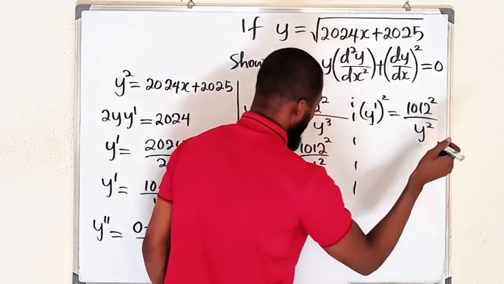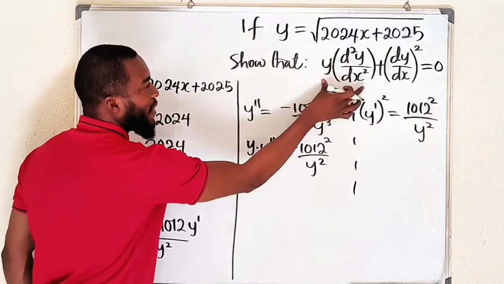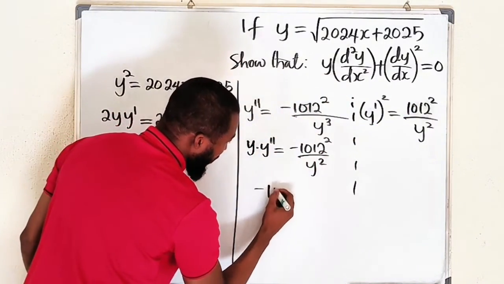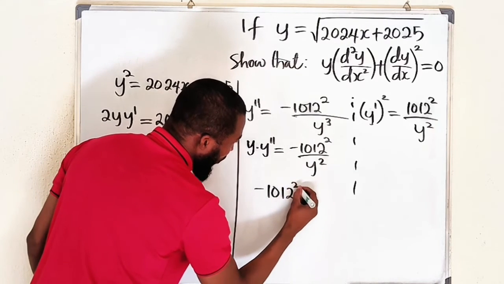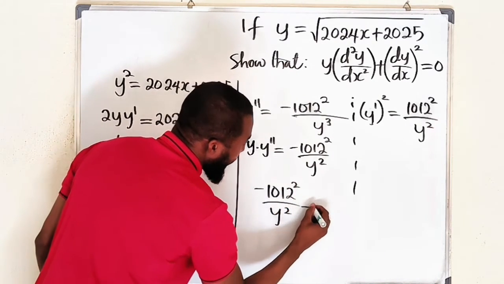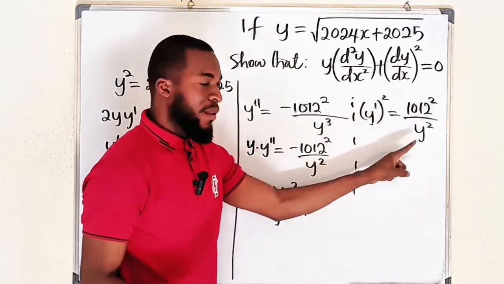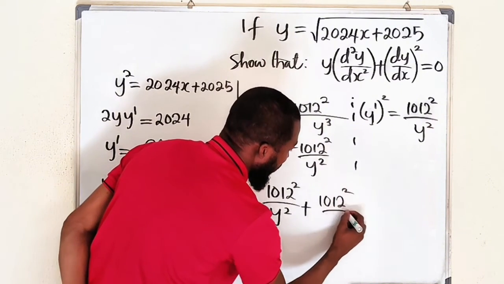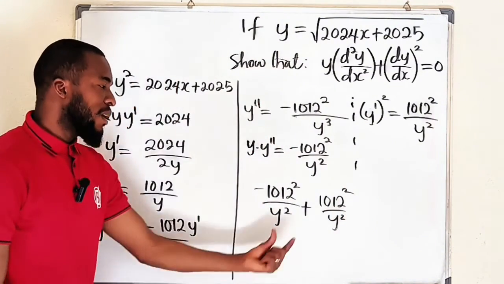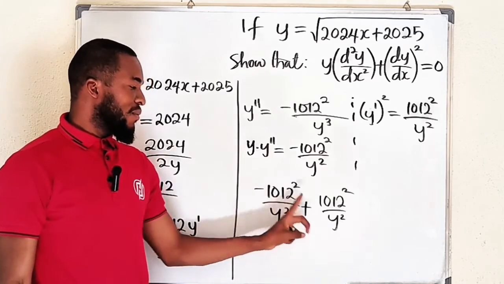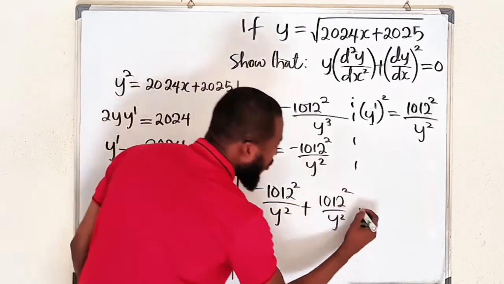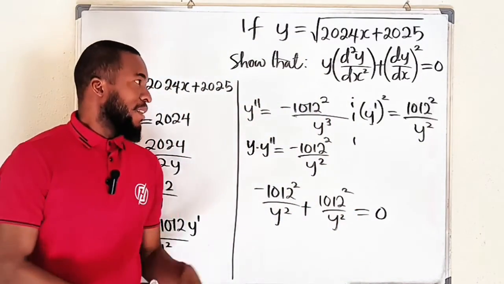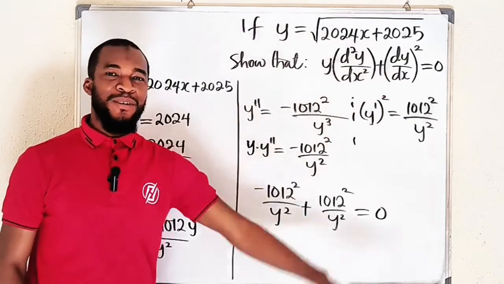Y squared. So what do we need to do? We need to add the whole of this with this. The whole of this is now this, which is negative 1012 squared divided by y squared, plus this is now this. We have 1012 squared divided by y squared. Just observe, they are exactly the same, just that this is negative, this is positive. Once you add, you must get 0. And hence, we have shown that the sum of these two terms is equal to 0.